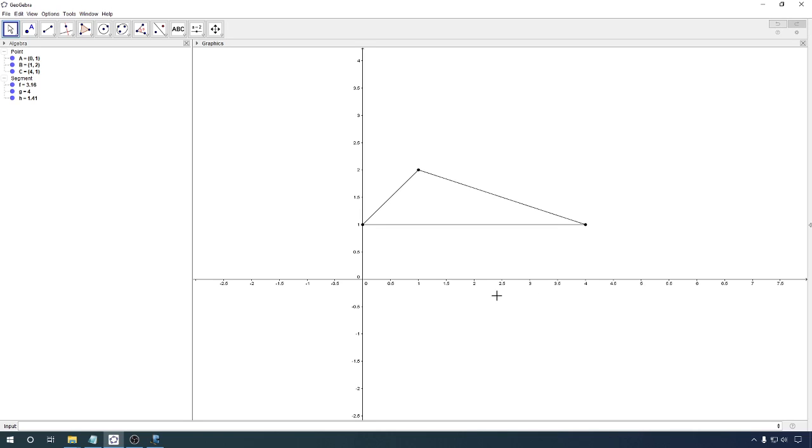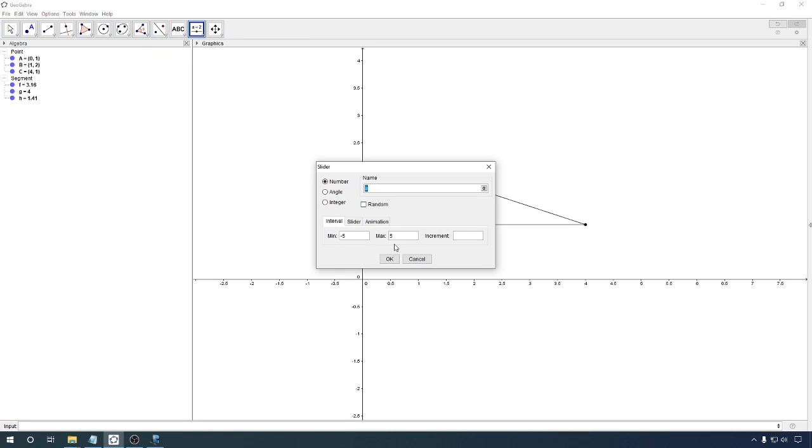Now, is this a type 1 or a type 2? Well, to be a type 1, remember we're looking at cross sections where we keep x constant. So if I go ahead and make a slider here, going between for our x value is going from 0 to 4.